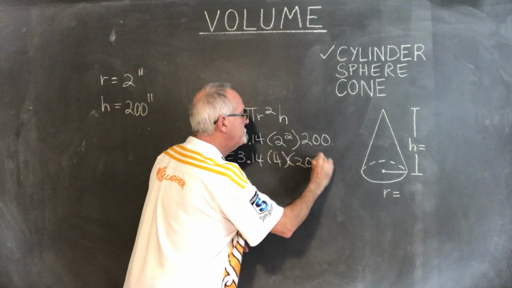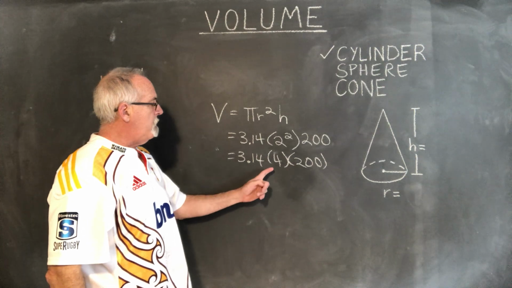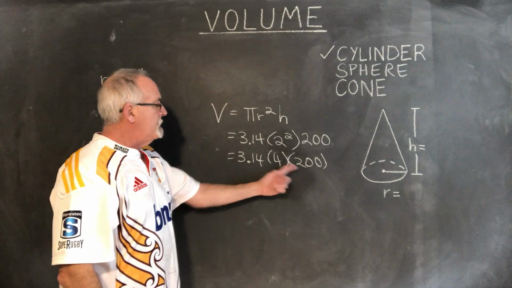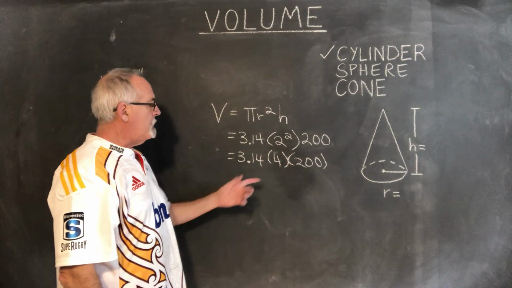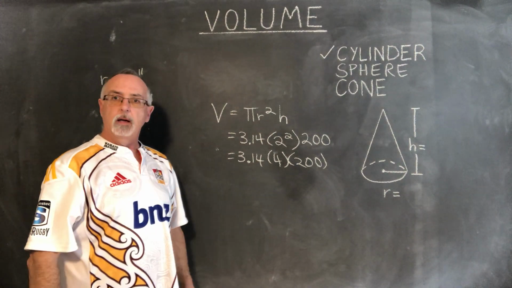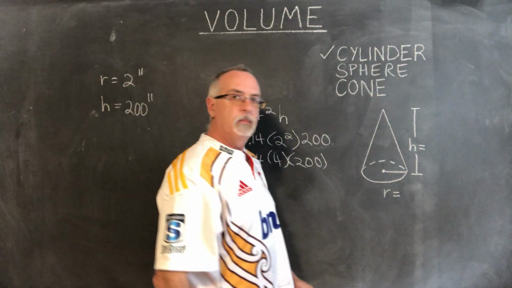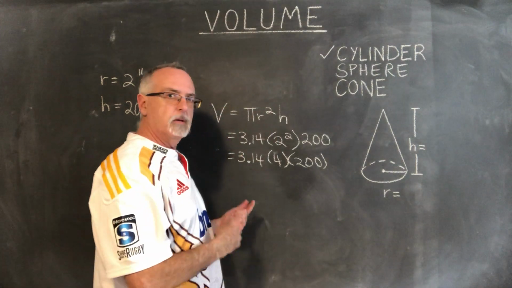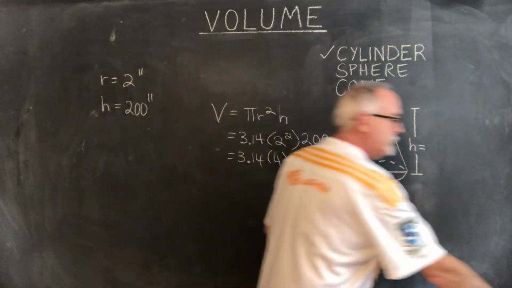So my answer is going to be 800 pi. 4 times 200 is 800, but I have to multiply that by pi. 800 times 3.14 is going to be a little bit bigger than 2400. Interesting, the volume ends up not being that different from our first example. But let's finish it off.